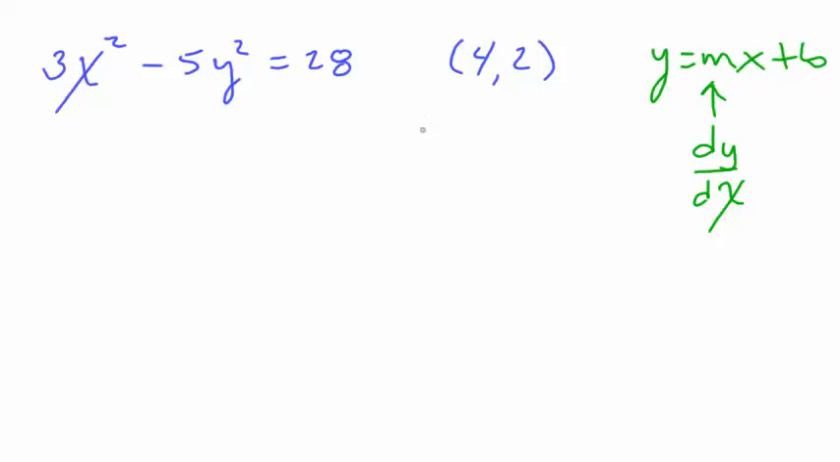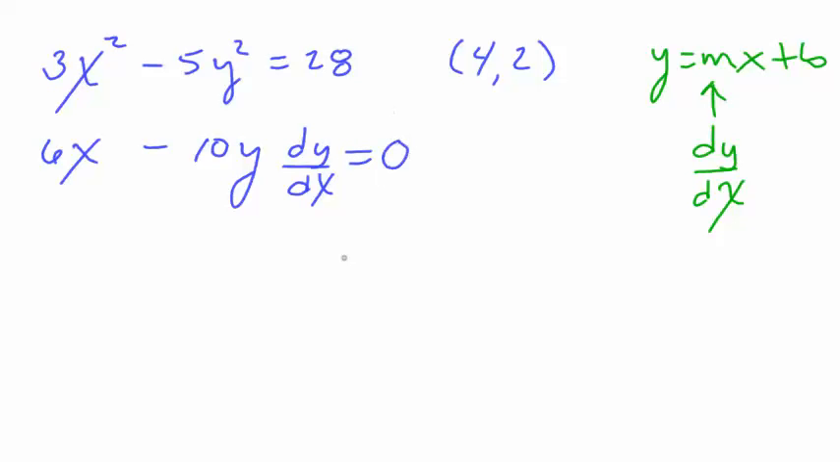And let's go back to blue. So let's go through and take the derivative of this. So the derivative of 3x squared is 6x minus, then we'll have 10y, and then dy over dx. Remember, when we take the derivative of y, we have to write dy over dx. And the derivative of 28 is 0.